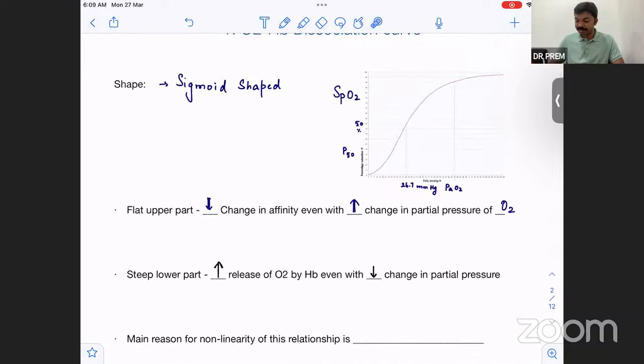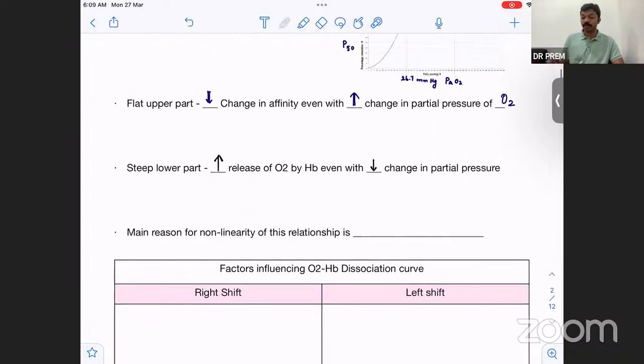Now, why is this relationship non-linear? Why is this relationship sigmoid? And why is it not straight away like this, right? Why is it not an exponential curve? Why is it a sigmoid shaped curve? This is again a frequently asked question when it comes to the oxygen hemoglobin dissociation curve.